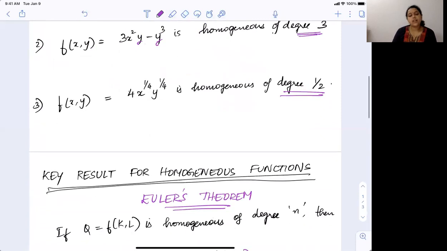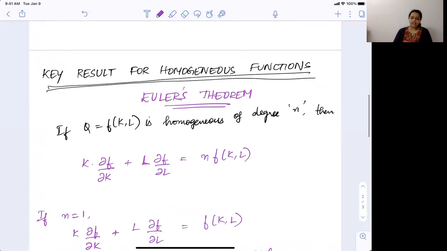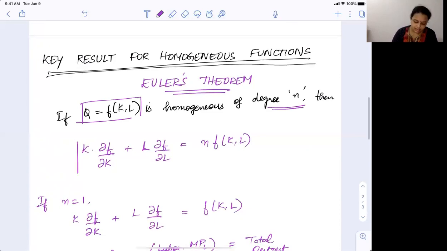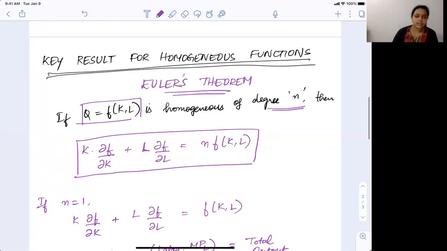So try that out. Now, I want to show you one key result for homogeneous functions, and that's called Euler's theorem, which tells you that if you have Q, the production function, if Q is homogeneous of, say, degree n, then you have this very neat expression that pops up, which is K multiplied by its marginal product plus L multiplied by its marginal product is actually just equal to n times the original production function.